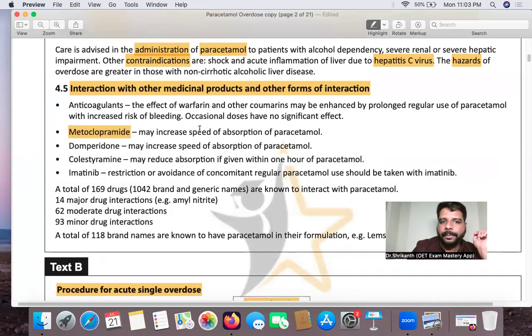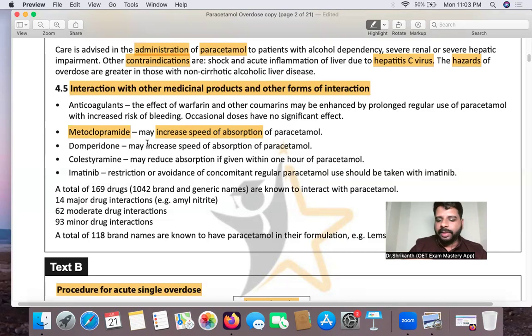Directly come over here. Now see, what have they written? Interactions: paracetamol with metoclopramide. If this combination is taken, metoclopramide may increase the speed of absorption of paracetamol. So what happens when paracetamol is taken along with metoclopramide? Metoclopramide will increase the speed of absorption.